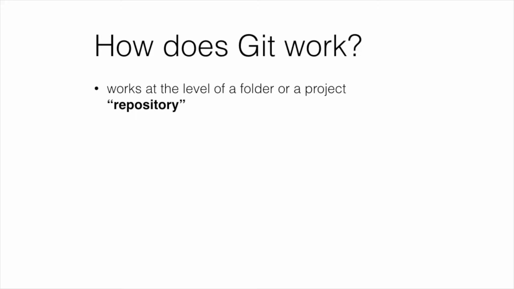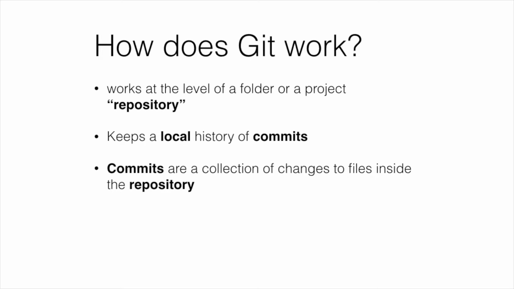But in Git, you turn a directory into what's known as a repository. That's just Git terminology to indicate that this is now organized under Git. It keeps a history of what's called local commits. Commits are basically a collection of changes that you pack together, and you're the one who designates that these changes together constitute a commit.